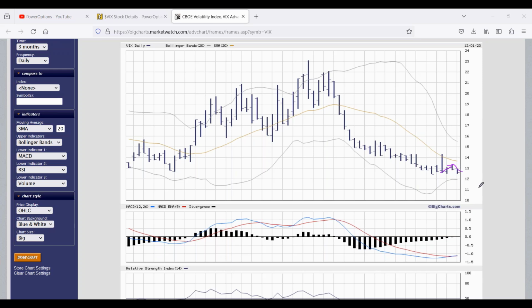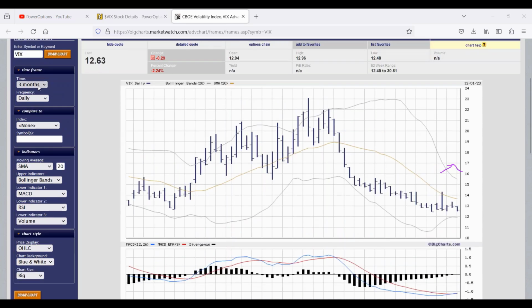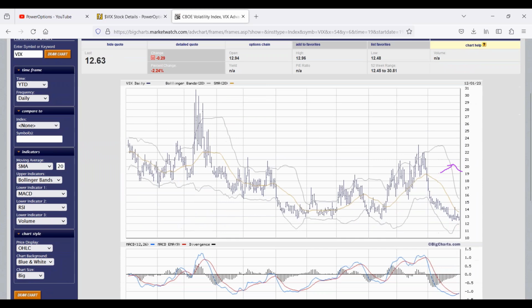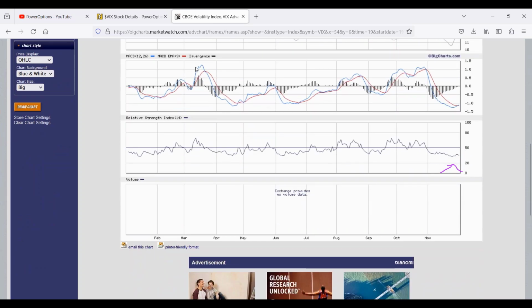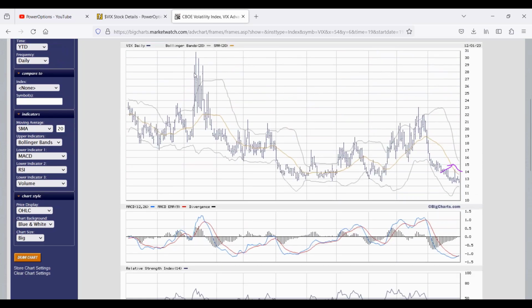Now, I'm just looking at the 3-month chart. And of course, if I go back historically, let's go back year to date. You can see here, we're essentially at the lowest point we've been in the VIX. Questionable. Dangerous, maybe, to assume that it's going to continue to go down another 30, 40, 50% from its highs up at 30 back at the beginning of the year in February and in March as well.